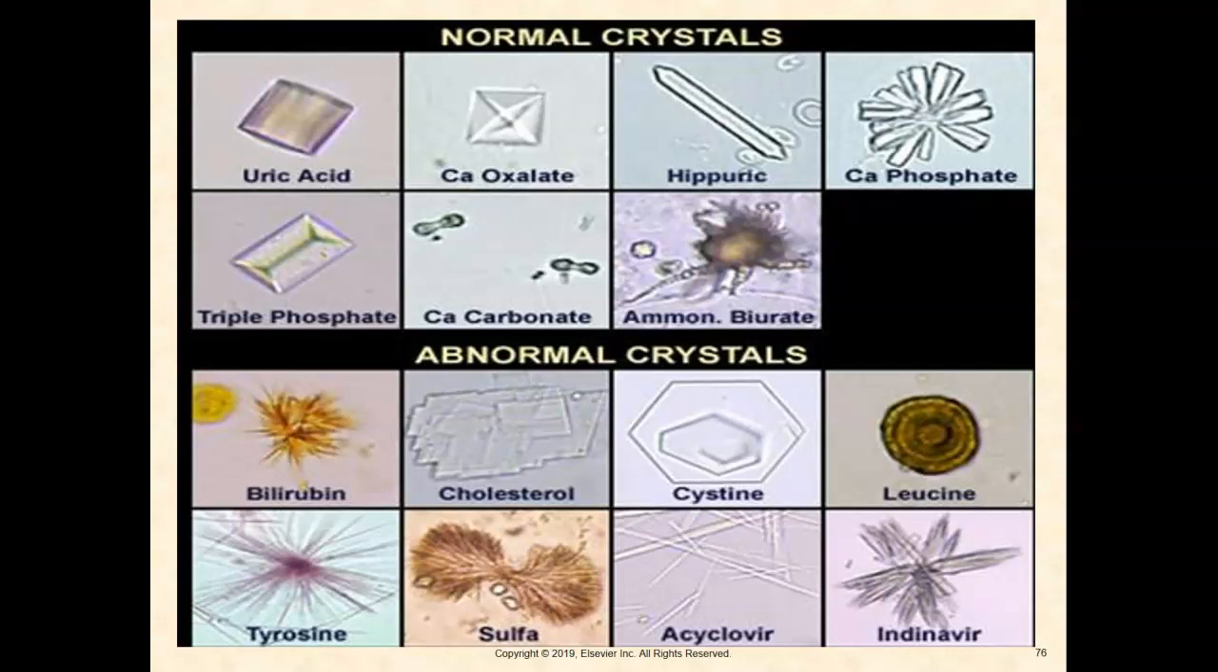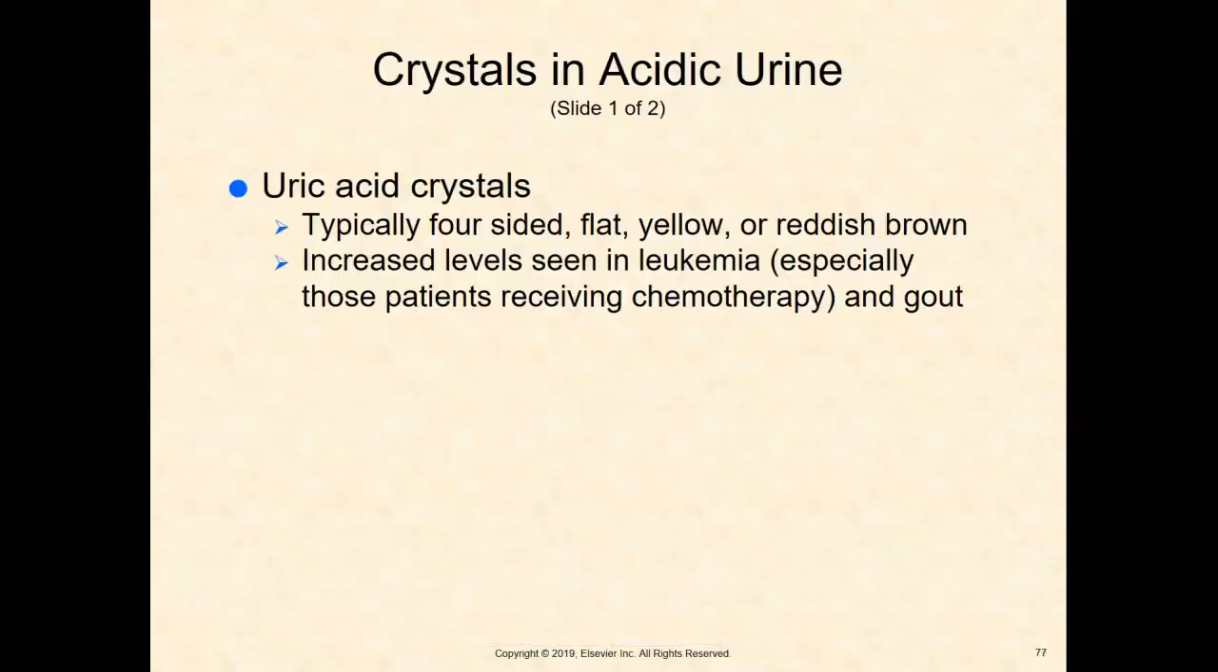Tyrosine, and sulfa drugs, which are a type of antibiotic. Acyclovir, which is an antiviral. And indinavir, which is very similar. So certain drugs can cause them, as you can see from these last three, but also different types of diseases can cause crystals as well. You don't really need to be overly familiar with all of these and what causes them and what pH they're found in, but just be aware of the fact that there are normal crystals and there are abnormal crystals. They are all dependent on the pH of the urine, whether they're there or not.